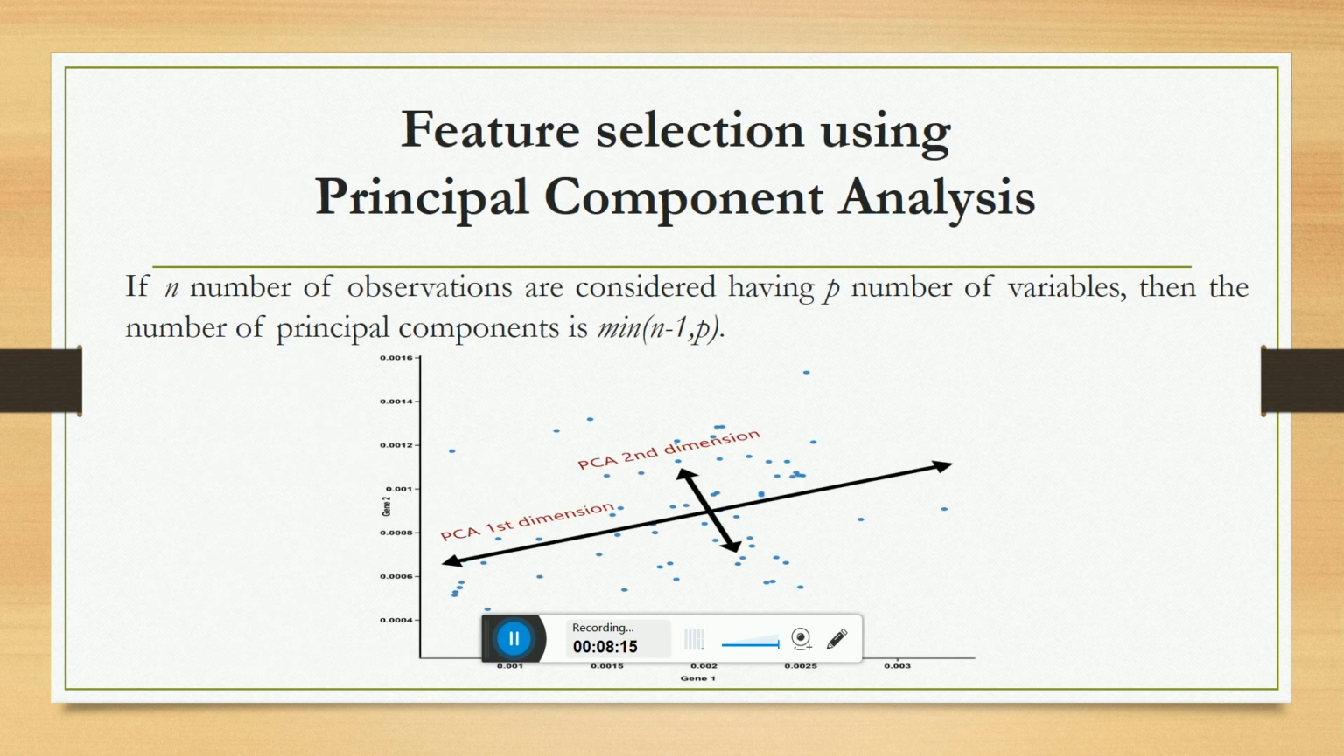Now for the feature selection part, we have used the principal component analysis algorithm, which mainly selects some important features from a large collection of features. Here, if n observations are considered having p variables, then the number of principal components can be considered as the minimum of n minus 1 and p. The pictorial representation is shown here, where the first dimension and second dimension are the 2 main components extracted from the feature selection.